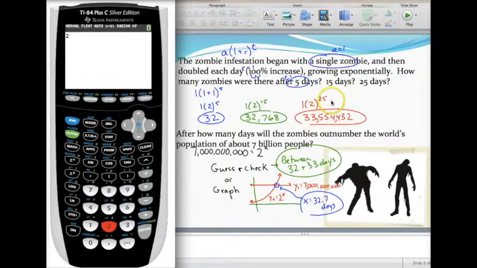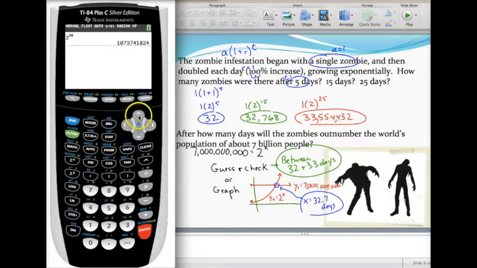I know from our previous part of the problem that after 25 days there were 33 million zombies, so I know my answer has to be bigger than 25 and probably not much bigger. So maybe we try calculating 2 to the 30th power, 30 days. I hit enter and I can count that out and see that I'm just over a billion, so let's try maybe a little bit higher.